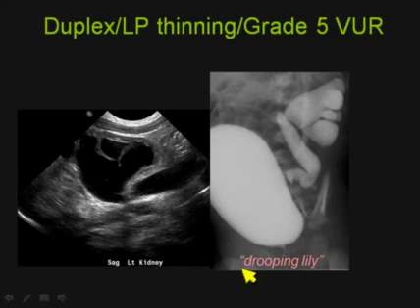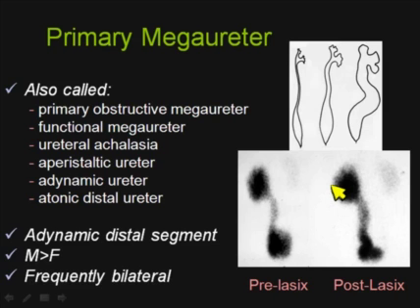Here's another example of a patient with a duplex system who had a very thin parenchyma around the lower pole moiety. The appearance on the VCUG was that of a drooping lily because of the fact that there is an upper pole here that is associated with this dilated collecting system superiorly. And this was a grade 5 reflux.